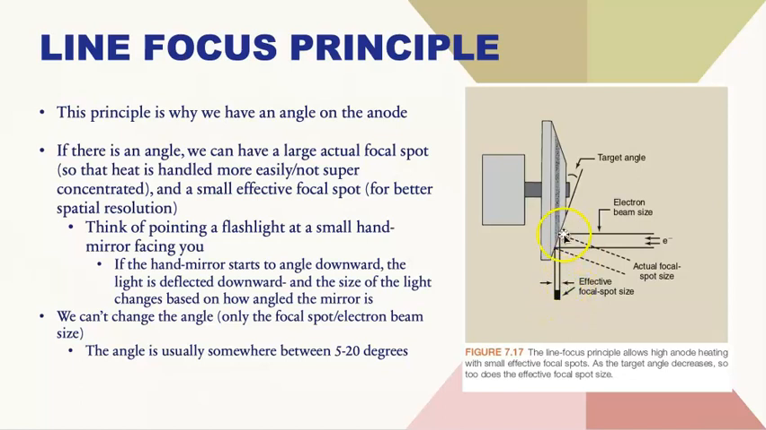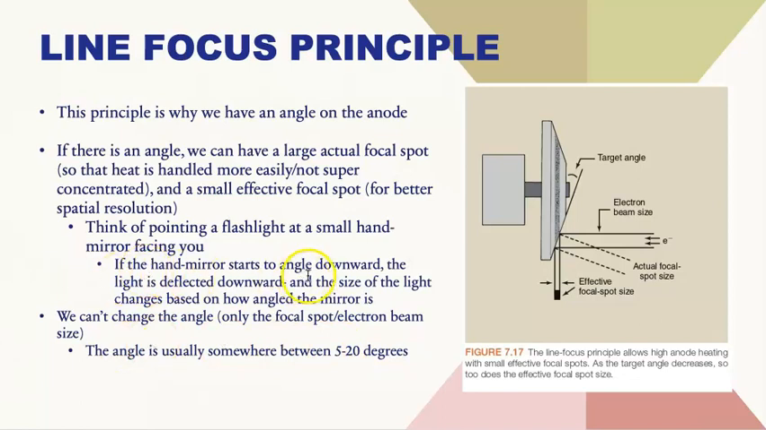What that means is we have a little bit more heat management by making our beam size a little wider, our actual focal spot a little bit wider, better heat handling, but we can still have a smaller focal spot, which means we get better spatial resolution. Remember, the wider the spot, the less detail you're going to get. Now we can't change this angle, but we can change our focal spot depending on what our needs are. And the angle of this anode that creates this whole process is usually between 5 and 20 degrees in any given X-ray tube.